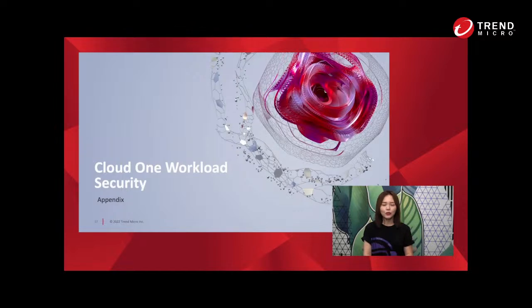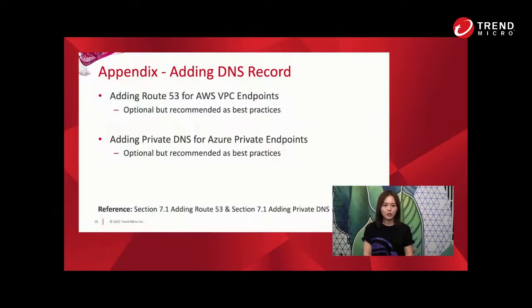So now let's move on to the appendix page. There is an appendix to add Route 53 for AWS VPC endpoint and private DNS for Azure private endpoint. This is an optional item, but we recommend you do this best practice if you have multiple endpoints to manage. Further to that, you can just refer to the onboarding document under section 7.1.